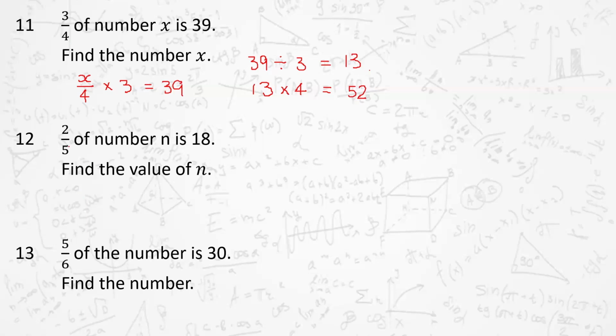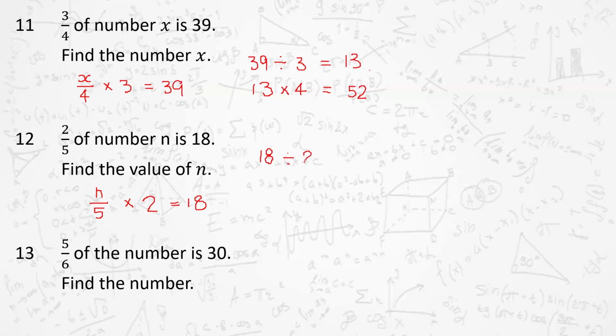Okay. 2/5 of number n is 18. Find the value of n. So number n, divide into 5 parts, then times that by 2 to give us 18. Okay, so 2/5 of number n is 18. So 18 is 2 parts.